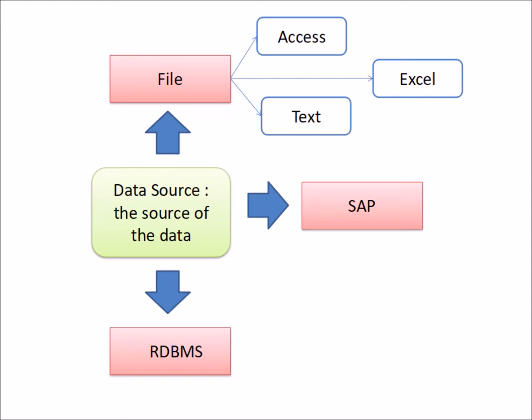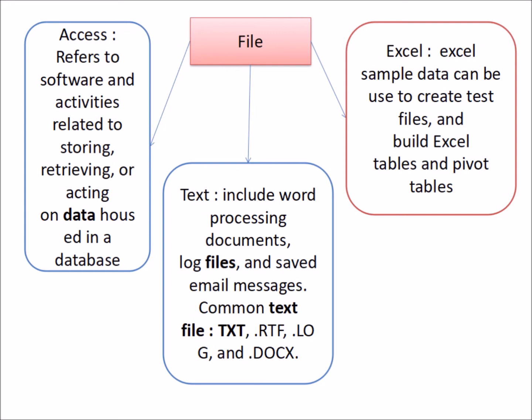Here are 3 examples of data source, which are file, SAP, and RDBMS. Access file refers to software and activities related to storing, retrieving, and acting on data housed in a database. Text files include word processing documents, log files, and saved email messages. Common text files are TXT, RTF, LOG and DOCX. Excel file. Excel sample data can be used to create test files and build Excel tables and pivot tables.